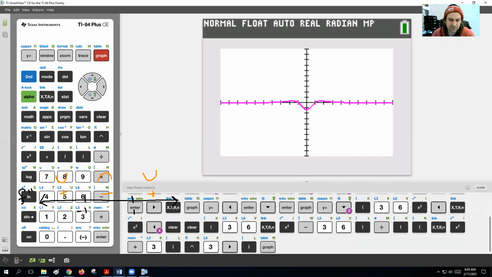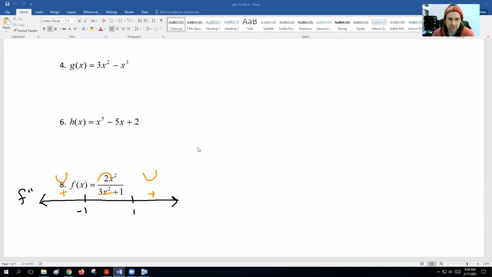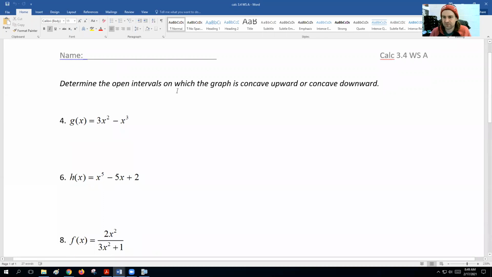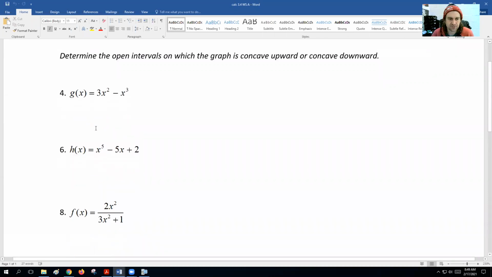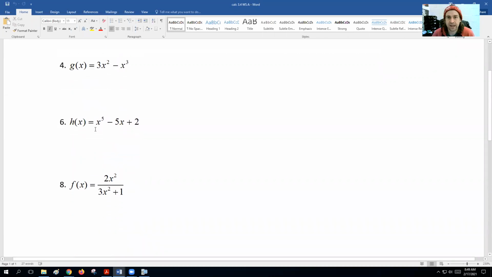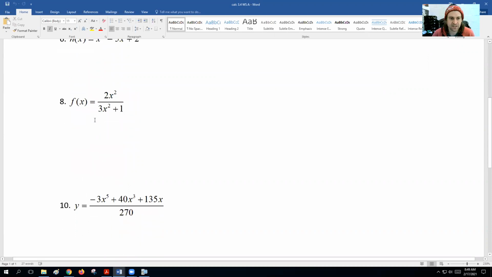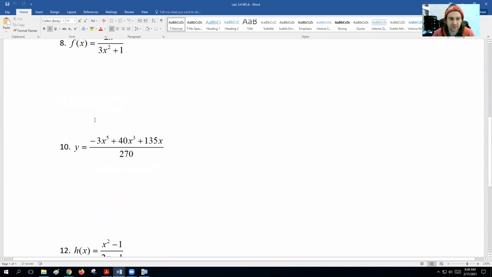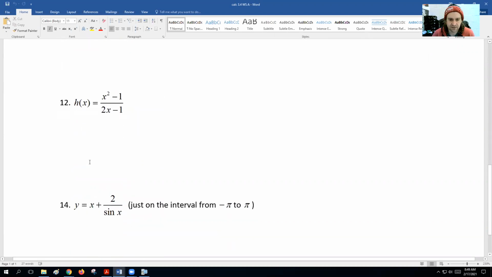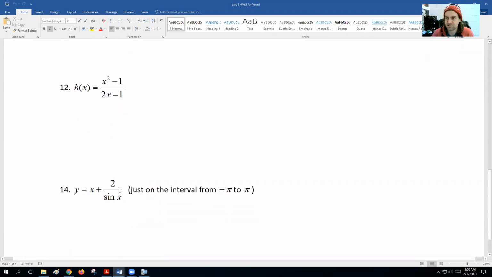Okay, so let's look at your homework tonight here. Your homework is to do worksheet A. And most of it, you guys are going to determine open intervals, just like we did with these problems here. So you're going to take the second derivative and figure out where the second derivative equals 0. You're going to determine whether it's concave up or concave down. Now feel free to use a graphing calculator to help you out, especially with some of these trig functions.